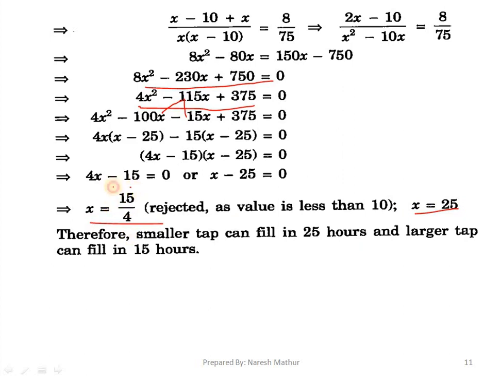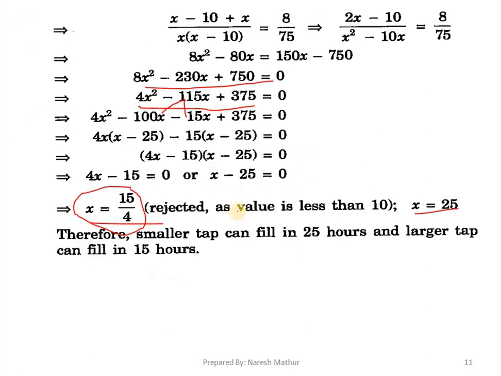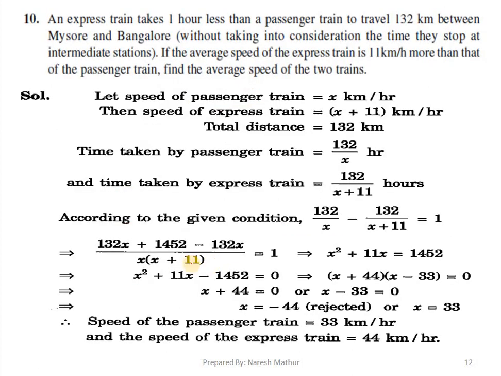This value will again be discarded because it is less than 10, because the time taken by the larger tap is x minus 10. It is already less than 10. How can we subtract 10 from this number? Therefore this value will be rejected. So we can say x equals 25. The smaller tap takes 25 hours to fill the tank separately. Then the larger tap will take x minus 10, which means 25 minus 10, 15.